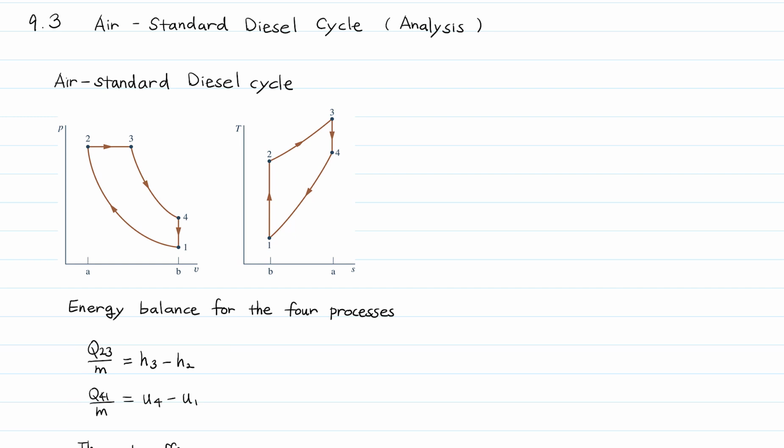Q23 is the heat addition process at constant pressure: the specific enthalpy difference between state 3 and 2. Q41 is the heat rejection process at constant volume: the specific internal energy difference between state 4 and 1.